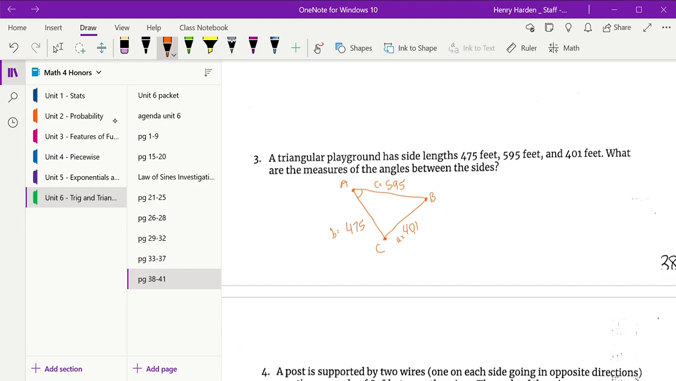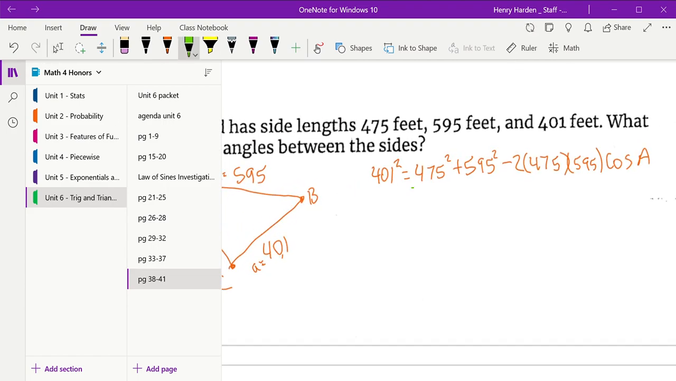So we're going to use side A: 401 squared equals 475 squared plus 595 squared minus 2 times 475 times 595 times cosine of capital A. And we're going to look for A, right? So remember, you're going to move everything to the other side here. We're going to subtract all this over, move that to the other side.